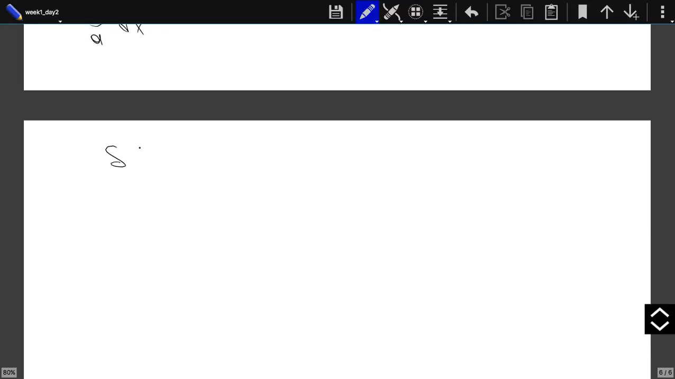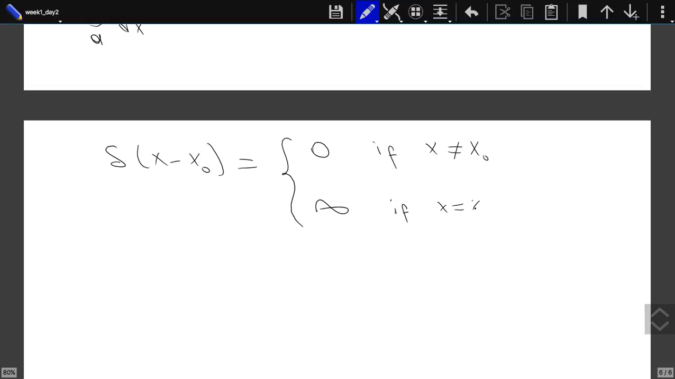So we define this function as 0 if x is not equal to x0. That's if the argument is non-zero, then it is definitely 0. And infinite if x is equal to x0, but it is infinite in such a way that the integral of Dirac delta x minus x0 from some point to the left of x0 to some point to the right of x0 is just 1. This is how we define the Dirac delta.